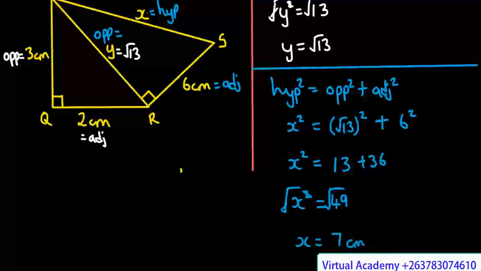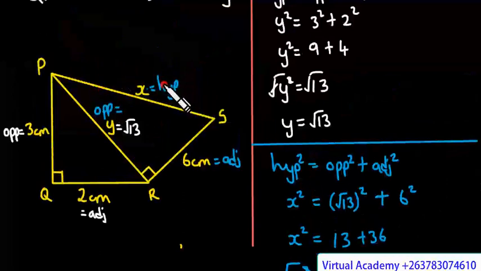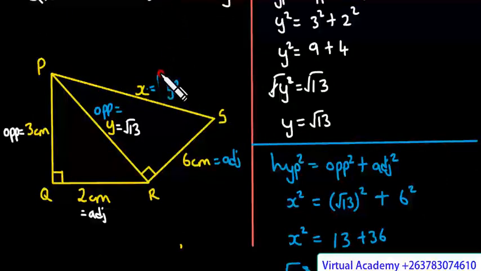Here is 7 centimeters. Let me actually change it. This is 7 centimeters. Then this is the square root of 13 centimeters. So basically, that's how we make use of the Pythagoras theorem to solve problems involving right angle triangles. So this marks the end of our lesson. Thank you.